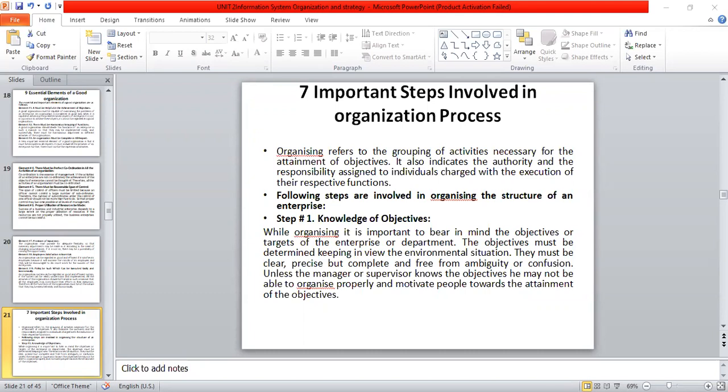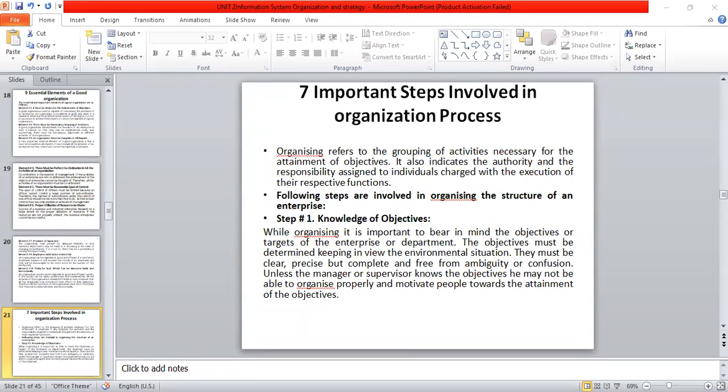Then clear allocation of duties and responsibilities. As we have seen, everybody has different types of skills. So according to the skill and the qualification, we have to assign the duties and responsibility to that respective person.